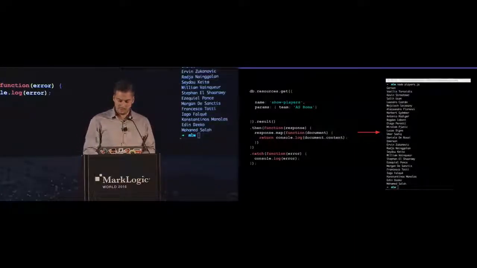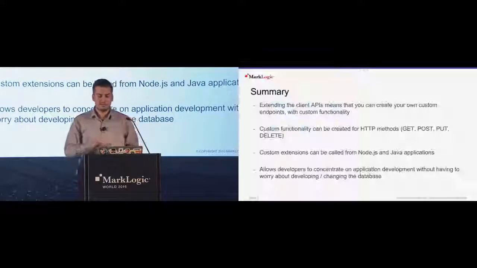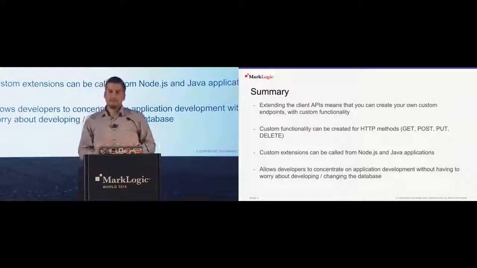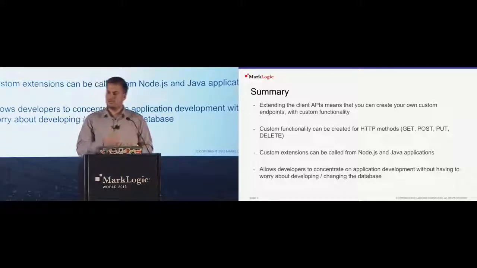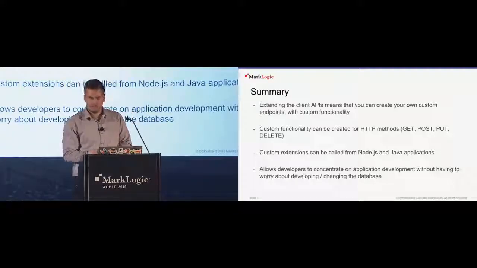So as a summary, we allow you to extend the client APIs because we want to give you the opportunity to create some custom extensions, your custom functionality inside MarkLogic, and you get to control what that functionality is. And then we allow you to create methods that cover the HTTP GET, POST, PUT, and DELETE requests. These extensions can then be consumed from either the Node.js code that you just saw on my slide, or also from the Java Client API.